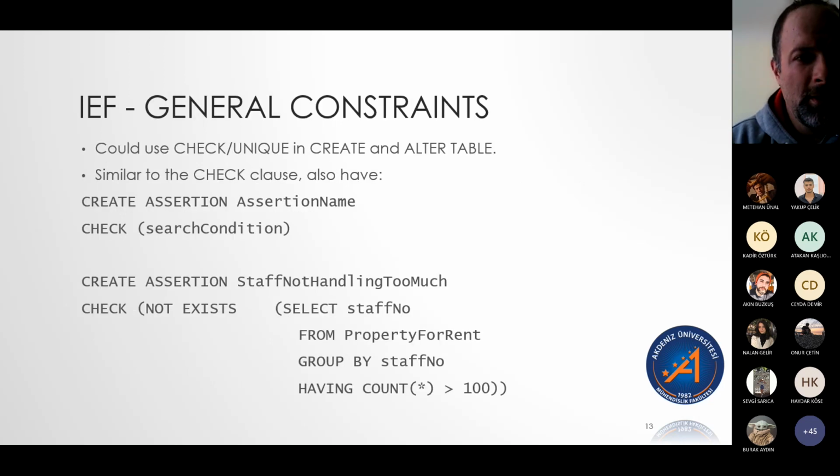All right. We can also have some general constraints, right? Such as here, we check that a staff member doesn't handle more than 100 properties, for example here.